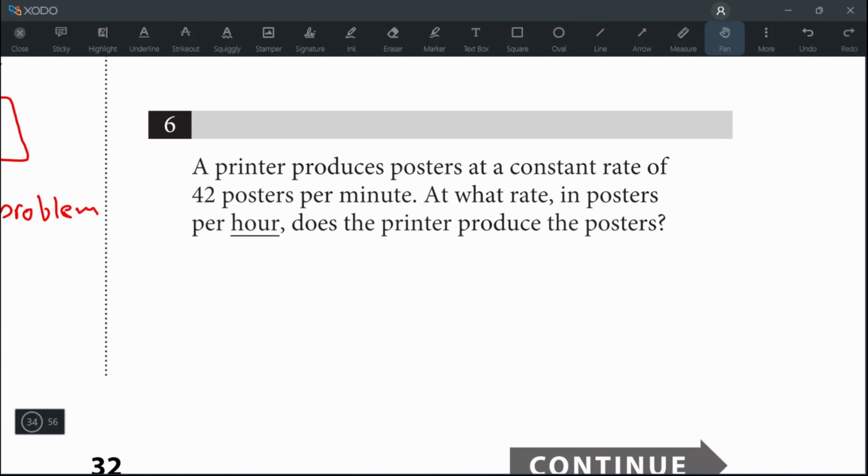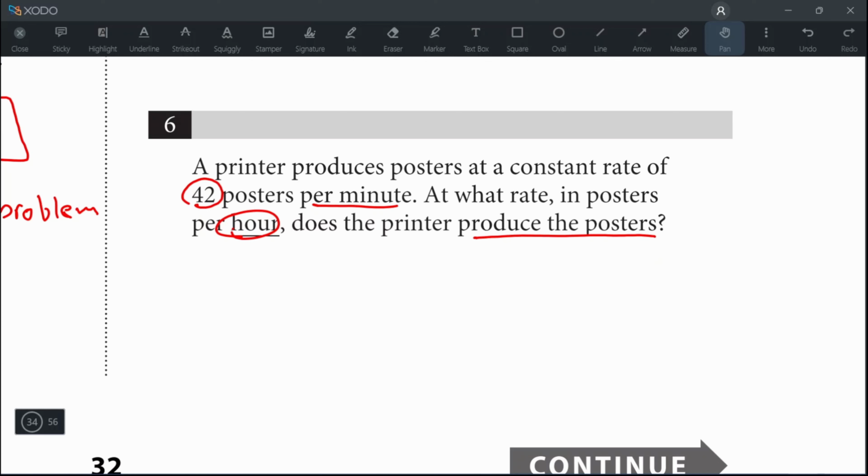Question 6. A printer produces posters at a constant rate of 42 posters per minute. At what rate in posters per hour does the printer produce the posters? So we produce 42 posters every minute, right? And he asks us what is the number of posters produced in 1 hour if we kept that rate on.